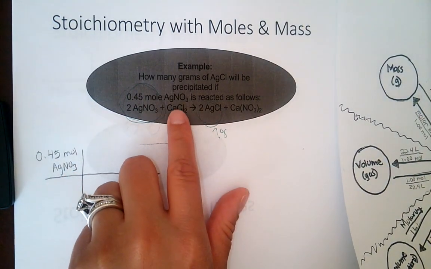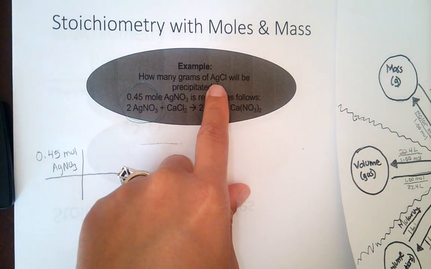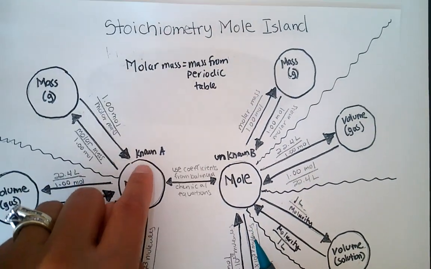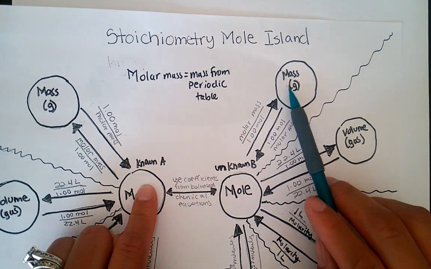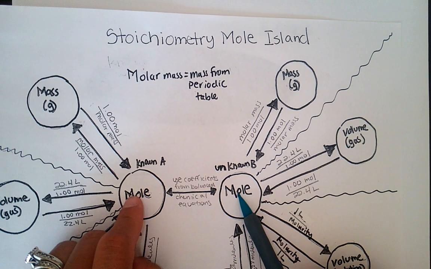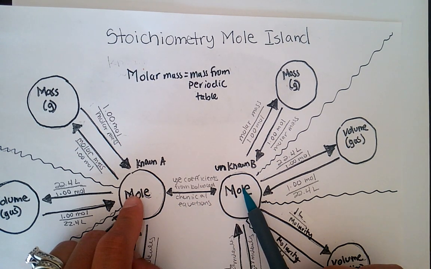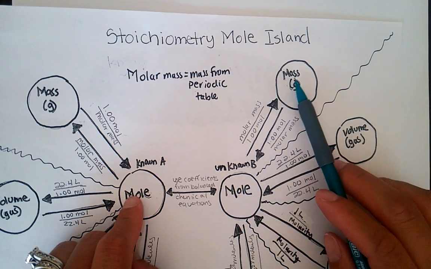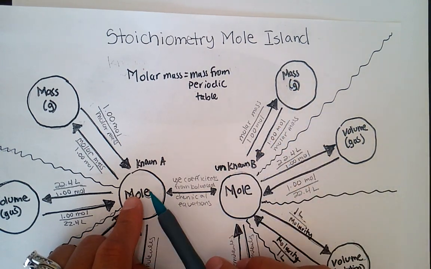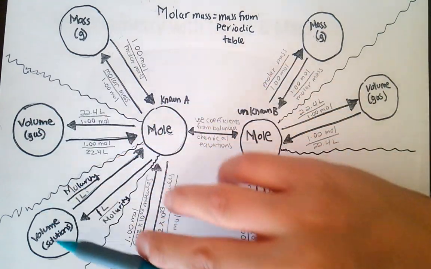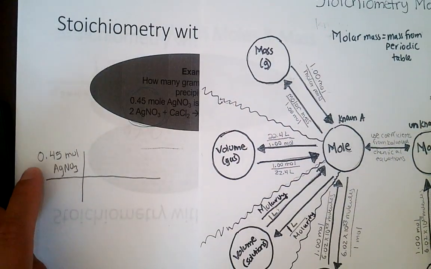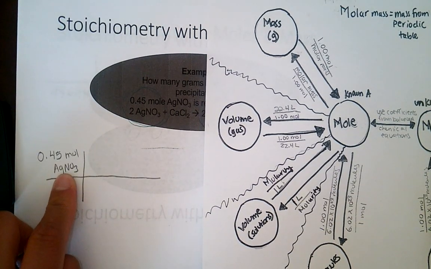We don't want the mass of AgNO3. We want the mass of AgCl. And because we want the mass of AgCl, which is the unknown, we have to go to this mass instead. So first we have to turn that mole into the moles of AgCl, and then the moles of AgCl we can turn to the mass of AgCl. All of this stuff on this side is the moles, the mass, the volume of AgNO3.